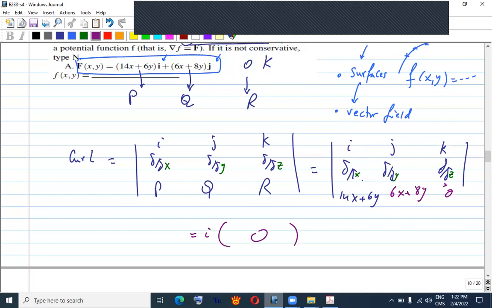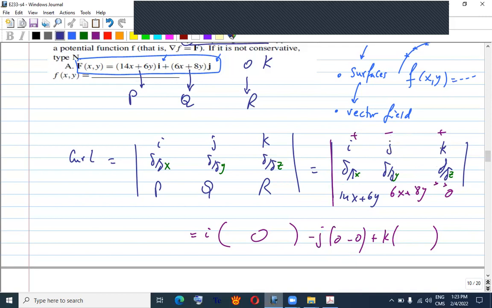Now you reach the j, this is minus plus, as you know. It ends up being a permanent 0 again. Deriving that with respect to x is a 0, deriving this with respect to z is a 0. So we have a big 0 again. That's what we expect, because it's conservative. To reach the k, you do this, and it ends up being 6 minus 6. So 0 again.